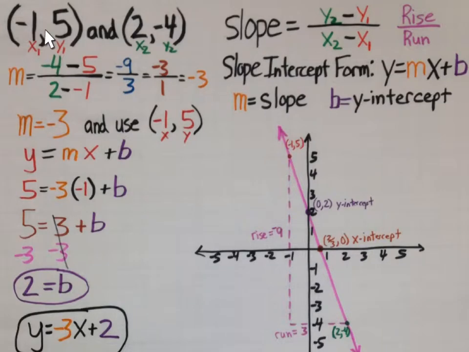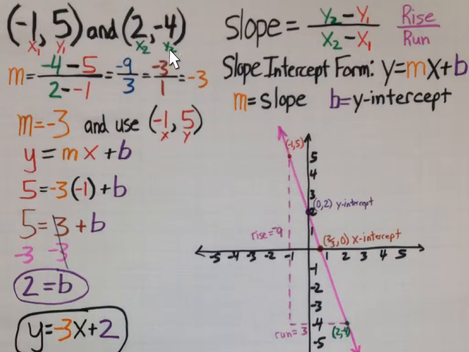In this problem, I want to find the equation of a line that passes through these two points and then graph it. So the first thing I need to do to find the equation of the line is find the slope. This is my first coordinate, this is my second coordinate. That's the x value and the y value of my first coordinate. That's what the ones are for.